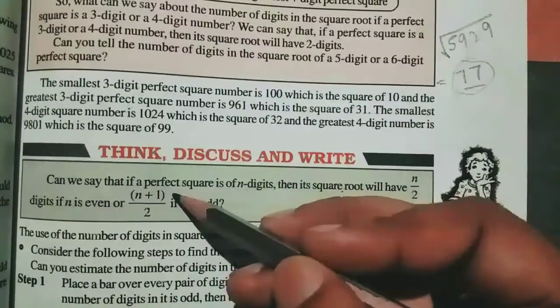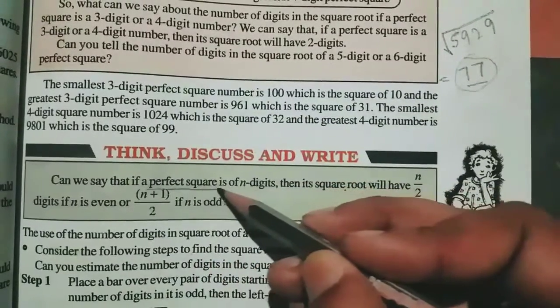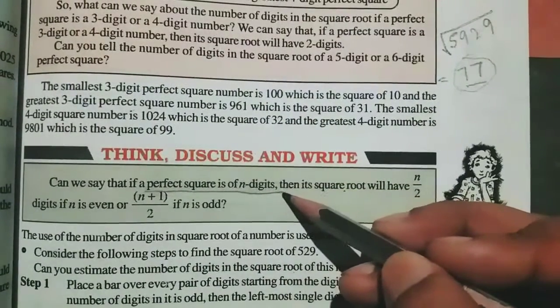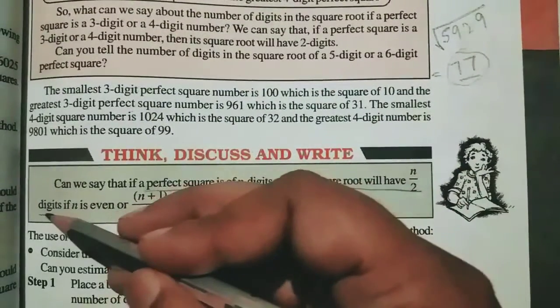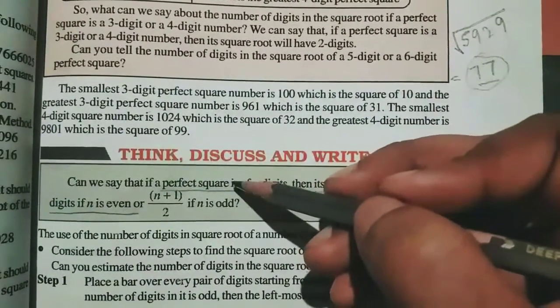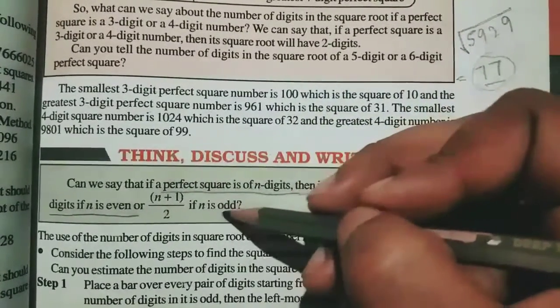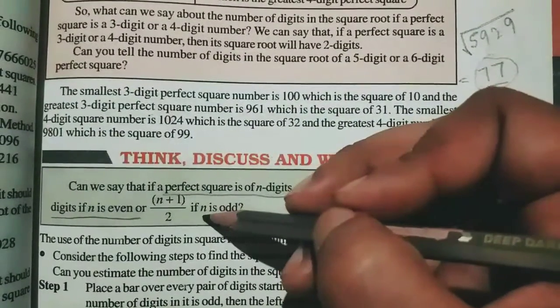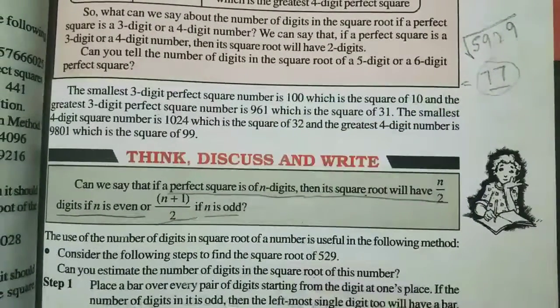For a perfect square of n digits, its square root will have n by 2 digits if n is even. So you have to see whether the number of digits is even or odd. Understood? And if n is odd, then the formula is n plus 1 by 2. This is the meaning.